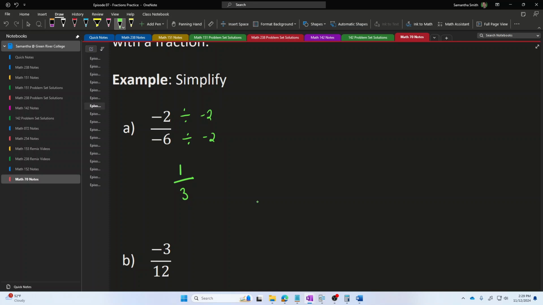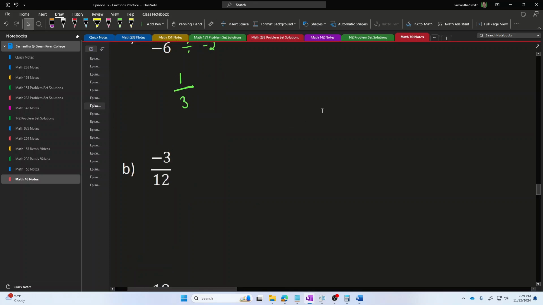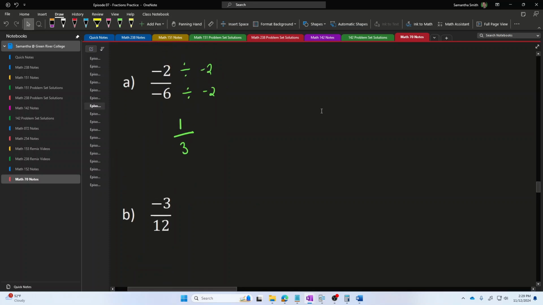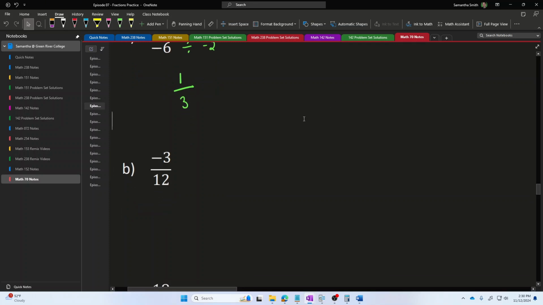For another example, someone says, simplify negative 3 in the numerator and 12 in the denominator. This might represent I owe somebody 3 slices of pizza, right? Because I have a negative number, I have a debt here. I owe somebody some pizza.